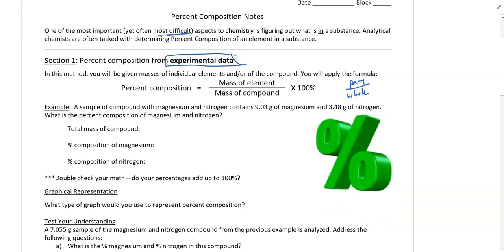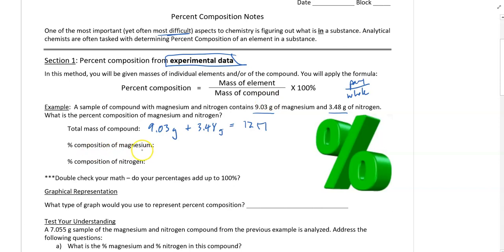So let's see this example here, a sample of compound with magnesium and nitrogen contains 9.03 grams of magnesium and 3.48 grams of nitrogen. What's the total percent composition of magnesium and nitrogen? All right, so in this first step, total mass of compound, as you can imagine, this is a pretty straightforward step. You take these two masses of each element, you combine them, and that gives you the mass of the entire compound. That mass of the entire compound now can be used for this bottom denominator.